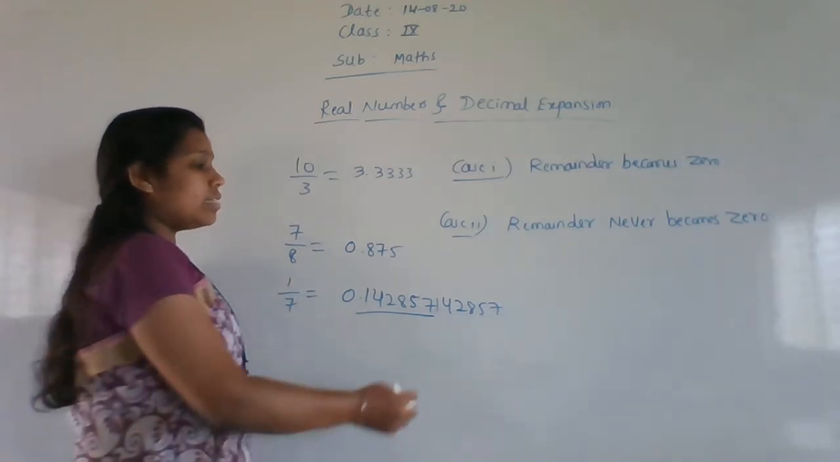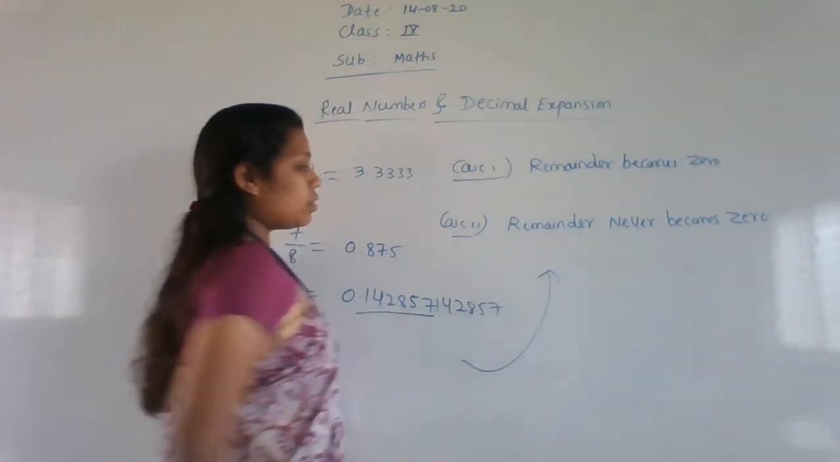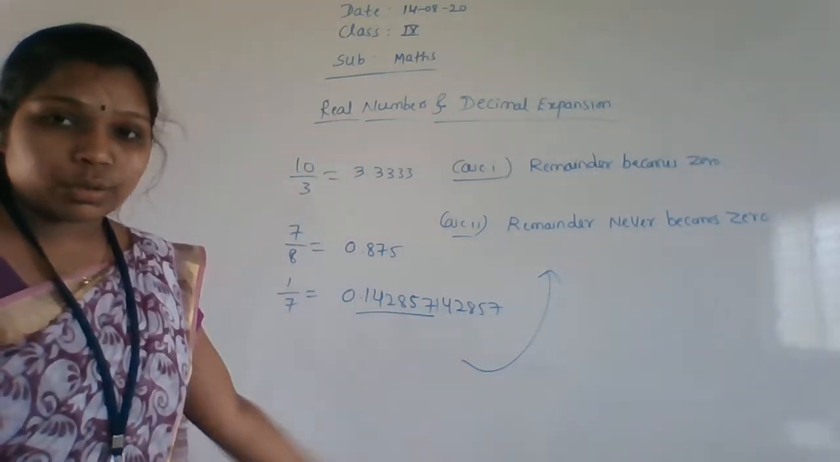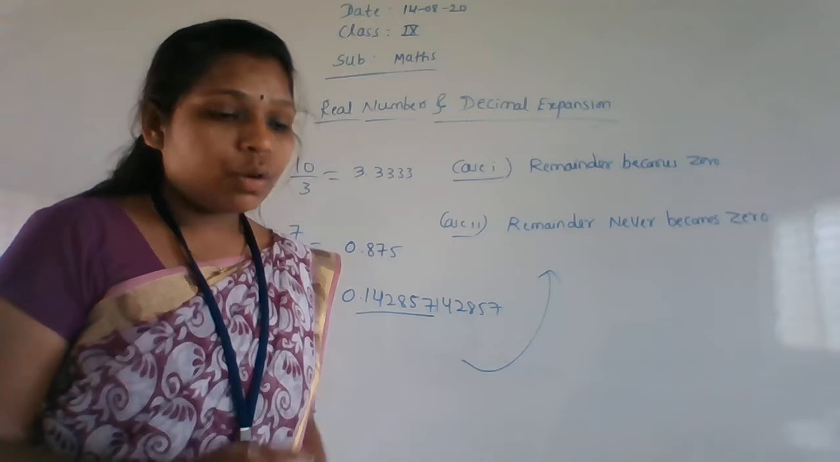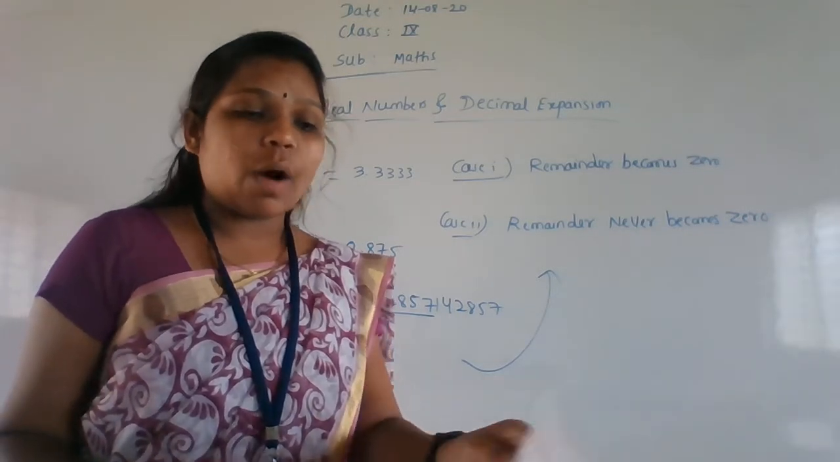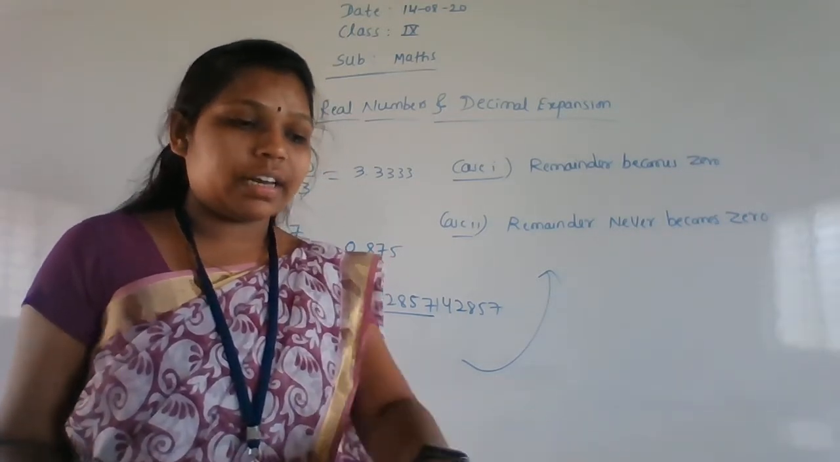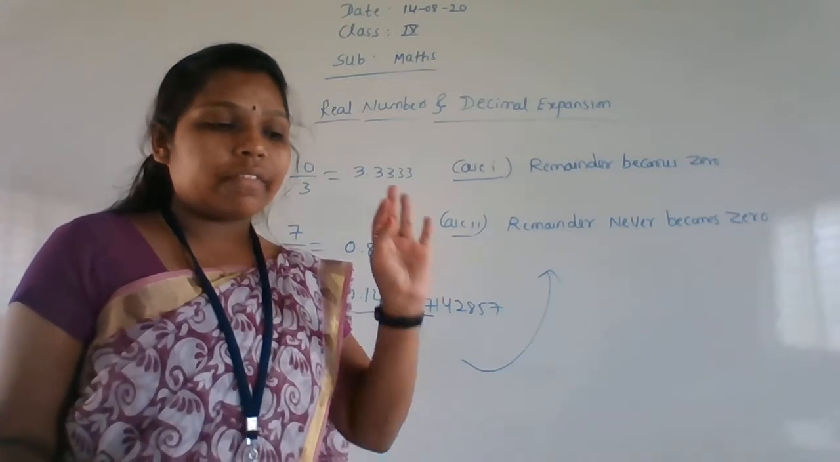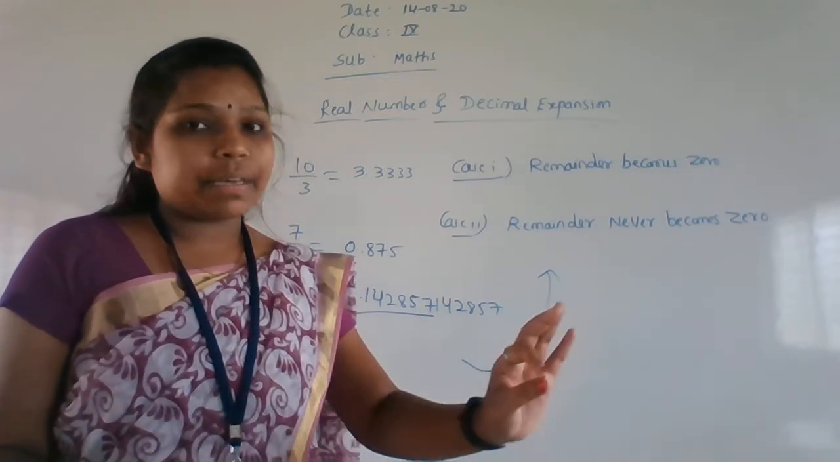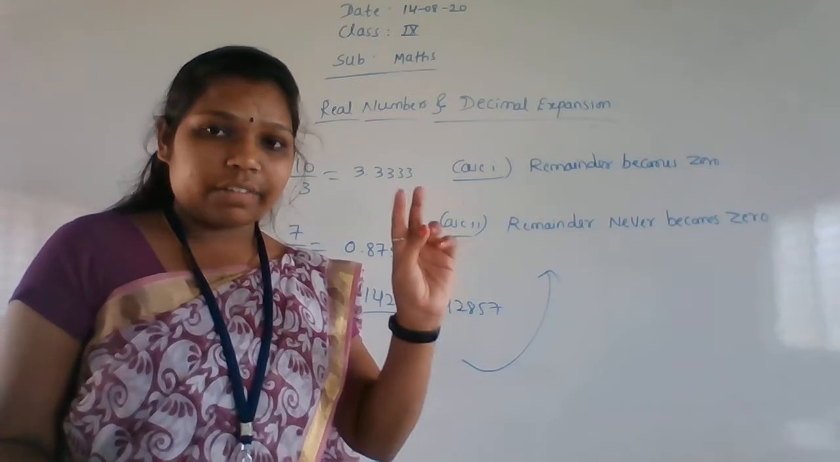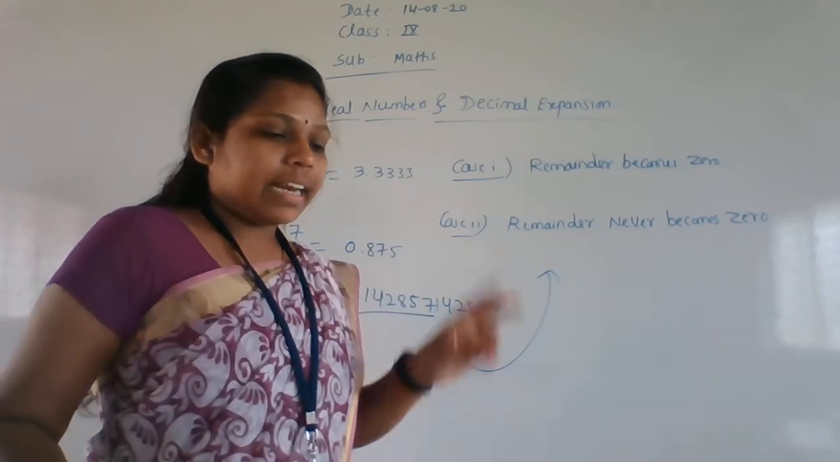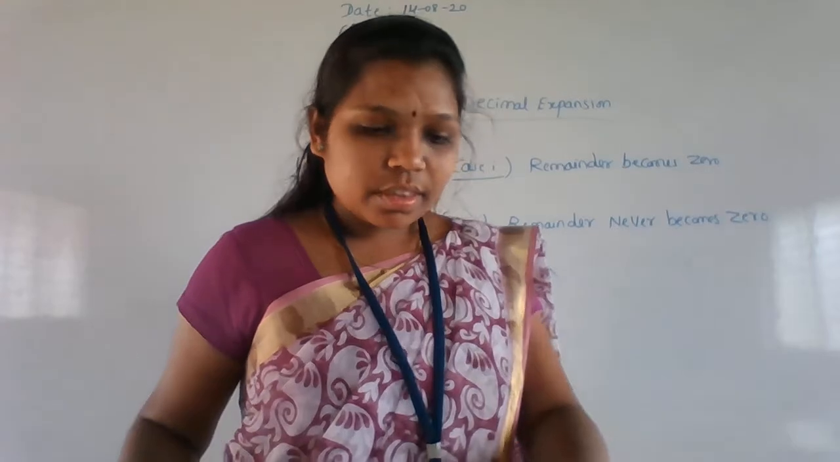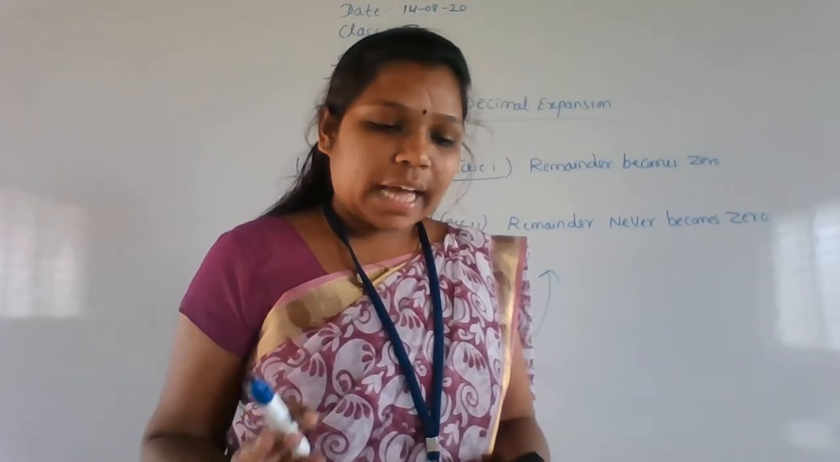This is also an example for case 2. Getting everyone? So these are the things on how to do the decimal expansion. In that, we have the remainder becoming 0 and the remainder never becoming 0. Like that we have 2 cases here.